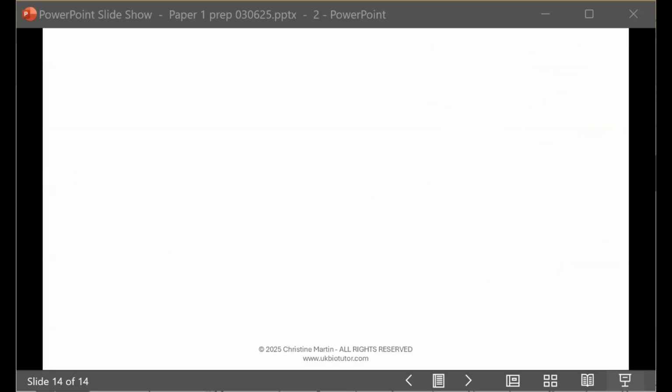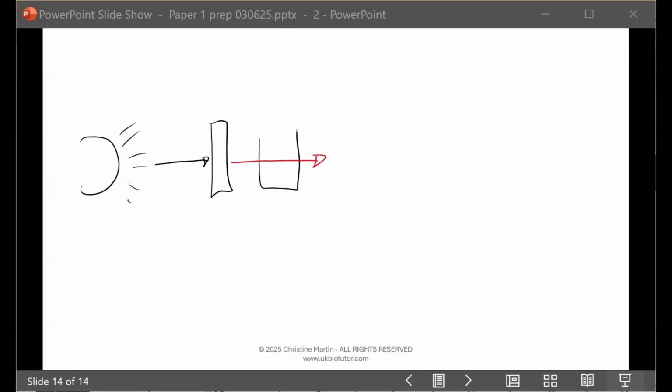If you think about it, if I've got my light source and then I've got my cuvette, I would have my filter in between. My light's going to come through here, and that would be white light. Then whatever color filter you're going to use is going to allow that wavelength to go through.